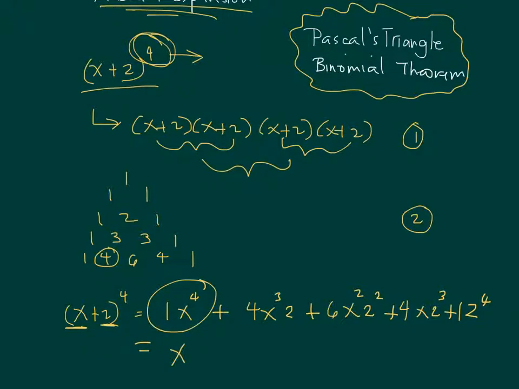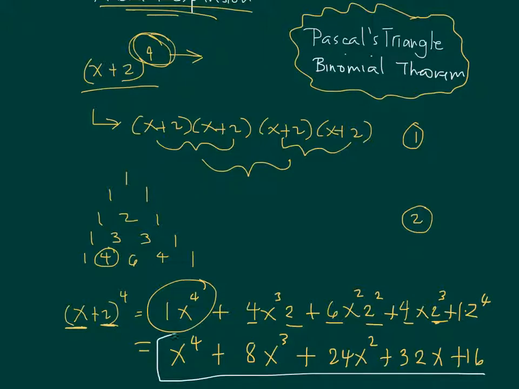1x to the 4 becomes x to the 4, and then you have 4 and 2, so that's 8x cubed, and then 6 times 4, 2 squared is 4, 24x squared, 2 cubed is 8 times 4, 32x, and then this is 1 times 2 to the 4, 2 to the 4 is 16, so times 1 is 16. So this is the expanded form using Pascal's triangle.